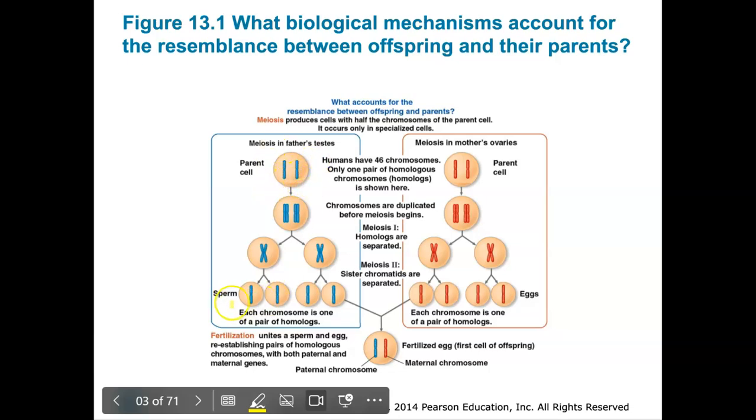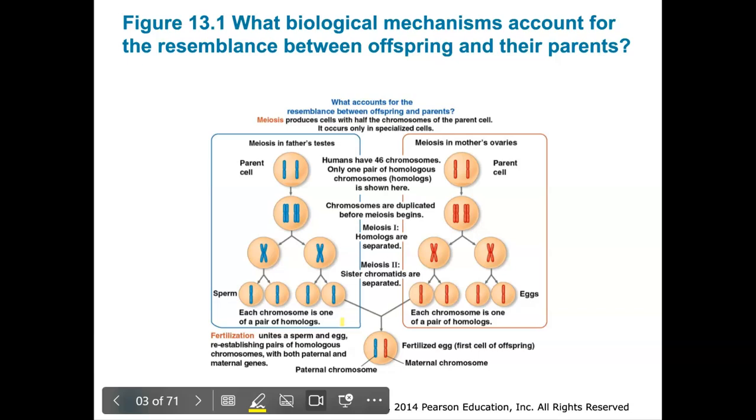So basically, when the gametes form, whether it's sperm or egg, they're going to only have half of the DNA. If the parent cell has 2 chromosomes, each of the sperm and each egg will have only 1 chromosome. If the parent cell has 46, then the sperm and the eggs will have only 23. So the gametes are only going to have half the number of chromosomes of the parent cell.